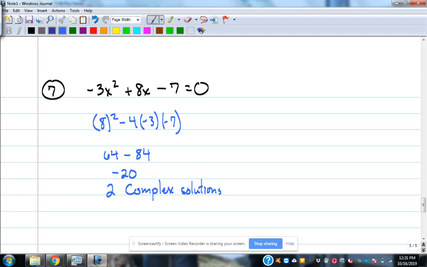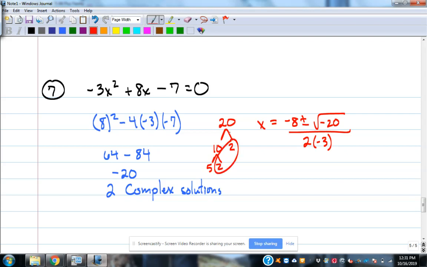Okay. And I'm going to do my quadratic formula. x equals negative b plus or minus radical b squared minus 4ac divided by 2a. So I need to break down the negative 20. So 20 would be 10 and 2, 5 and 2. There's a pair of 2's. So that's going to be x equals negative 8 plus or minus 2. What else comes out with that 2? An i, because it was negative, and the 5 is left over.